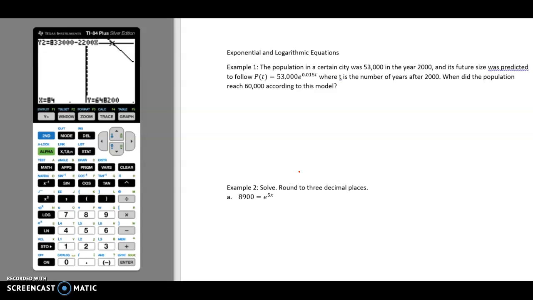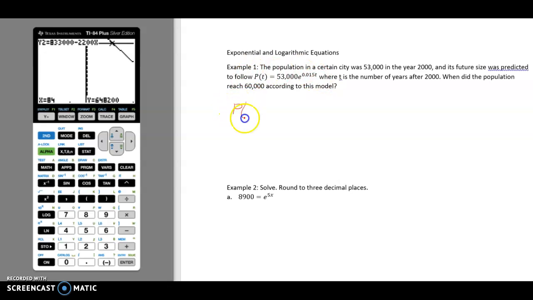The population in a certain city was 53,000 in the year 2000, and its future size was predicted to follow P of t equals 53,000 times e raised to the 0.005 t power, where t is the number of years after 2000. When did the population reach 60,000 according to this model? So this is an exponential equation, and the reason you should be able to tell is because notice here your variable is part of the exponent. That makes it an exponential equation.